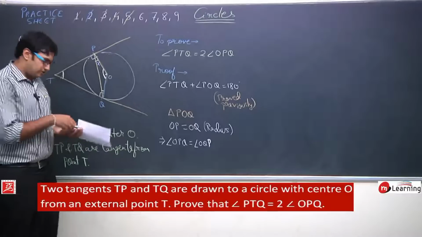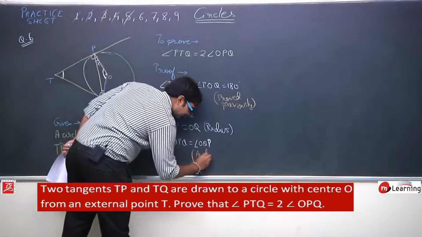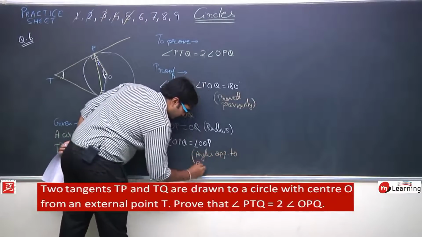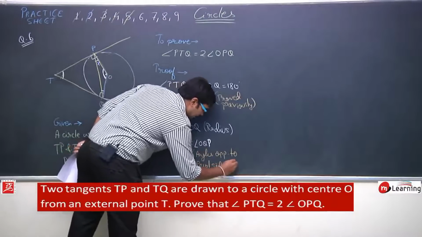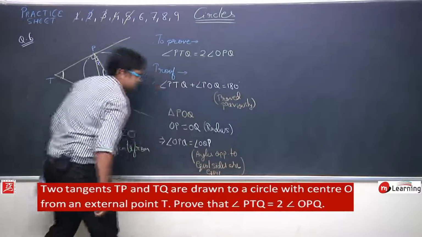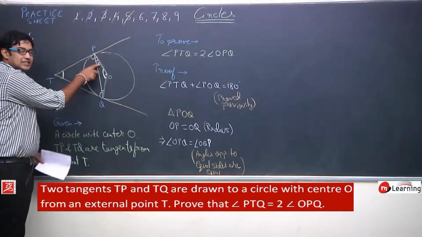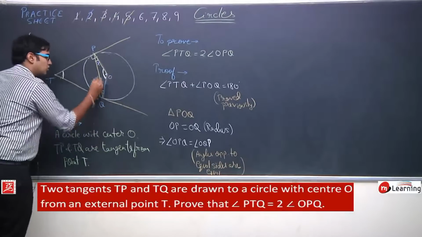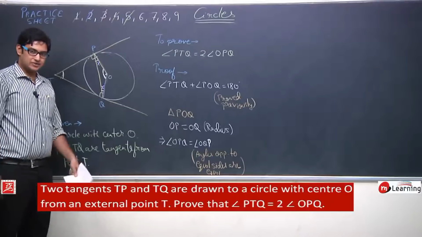This is what you will have, and the reason for this is angles opposite to equal sides are equal. So if this angle is x, I can say that this small angle, this OQP, will also be x. Okay, these two angles are x and x.